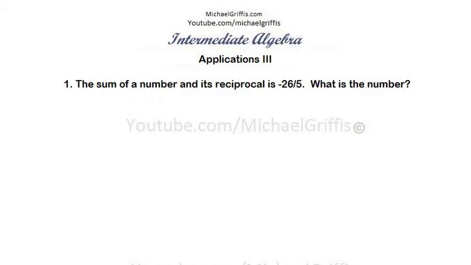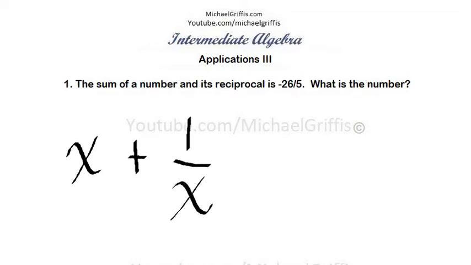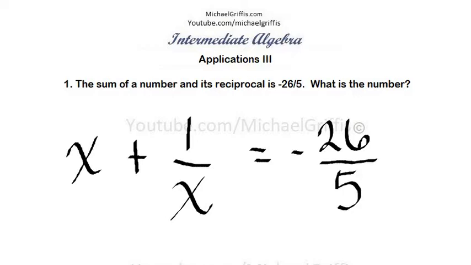So the number, we'll let be x. The sum of a number and its reciprocal. Well, the reciprocal of x is 1 over x. And therefore that would be their sum, and it sums to negative 26 over 5. And now what we do is just solve for x in the problem.